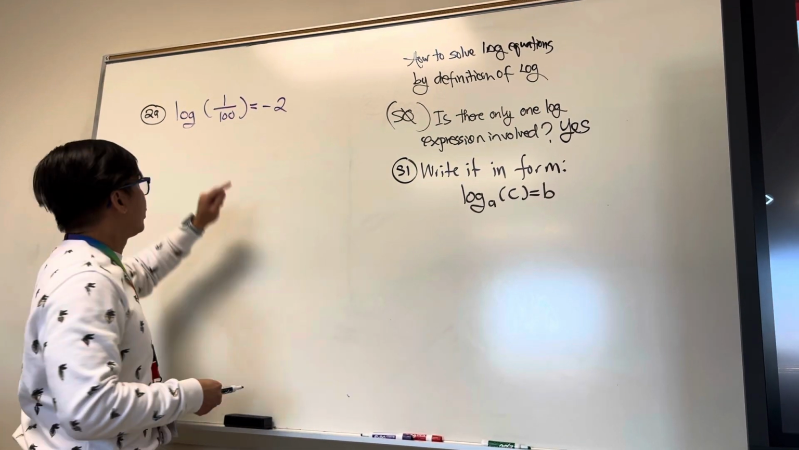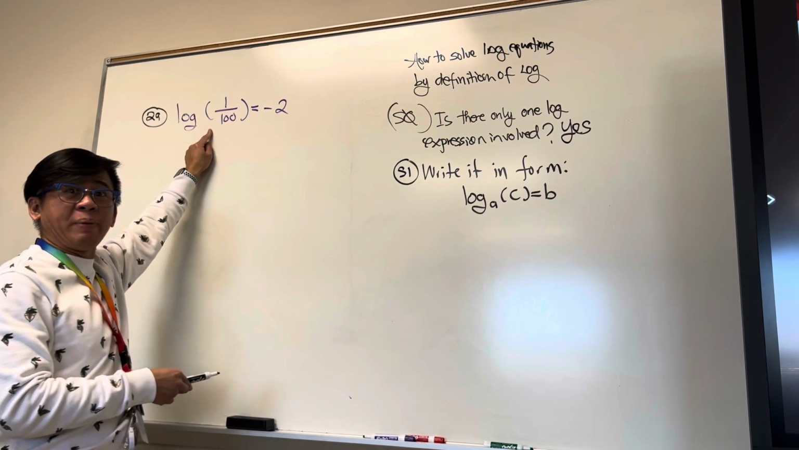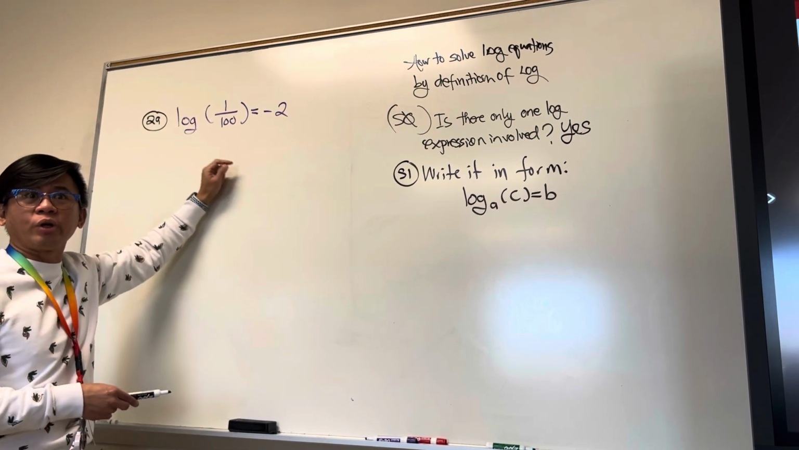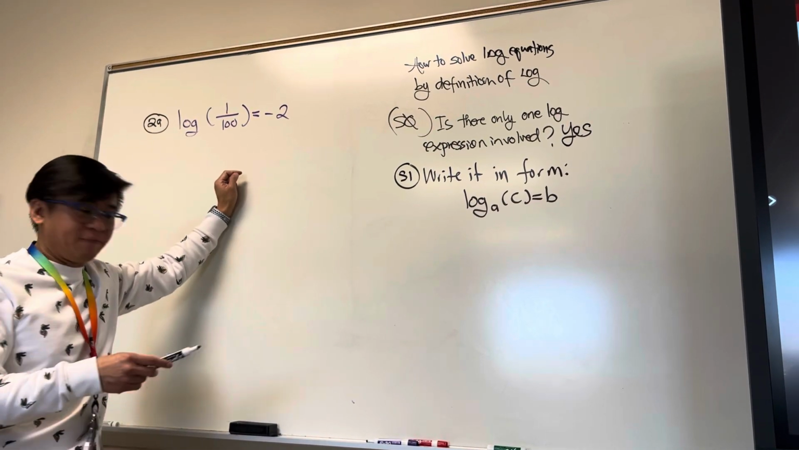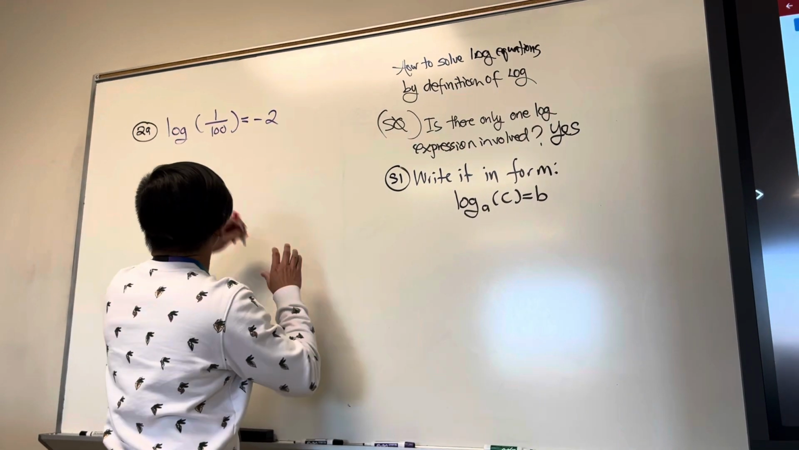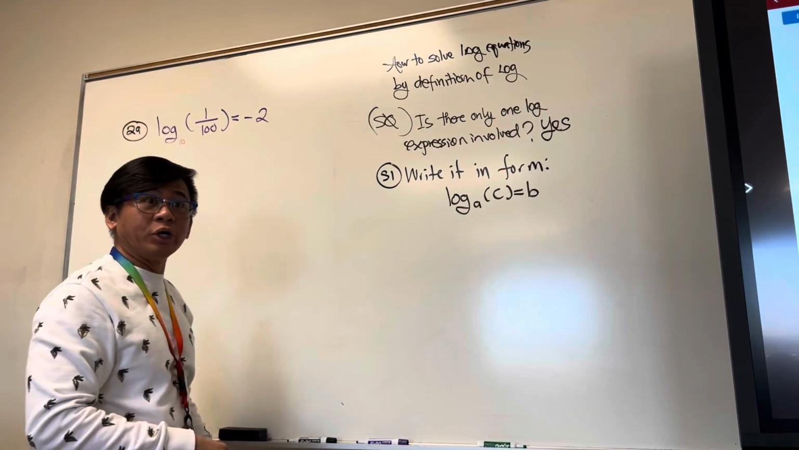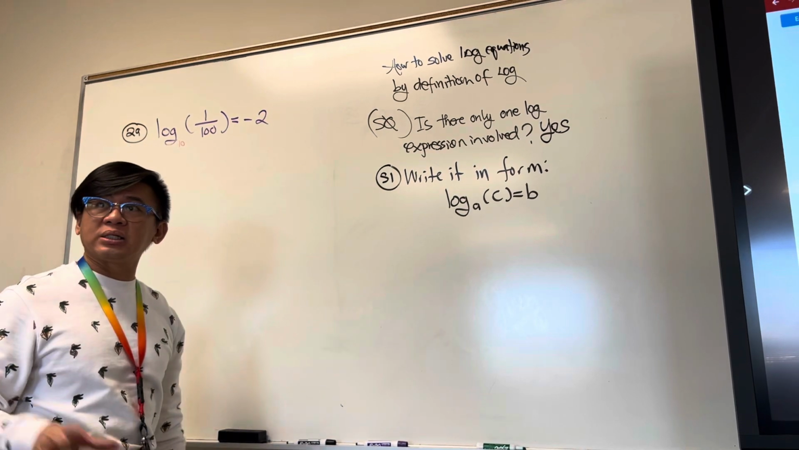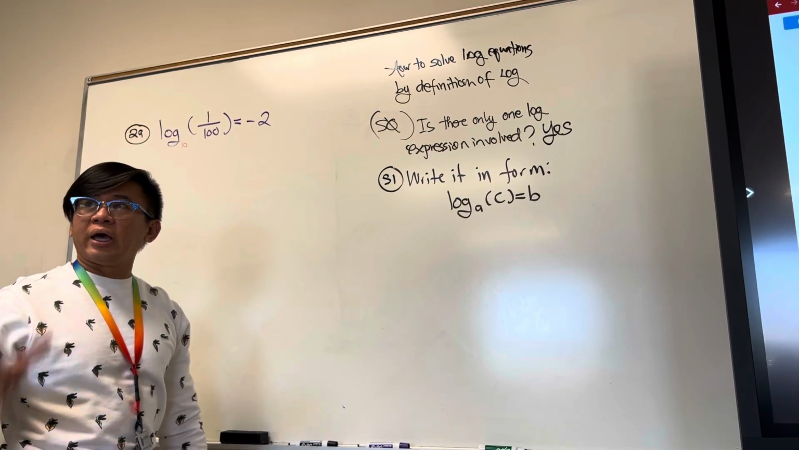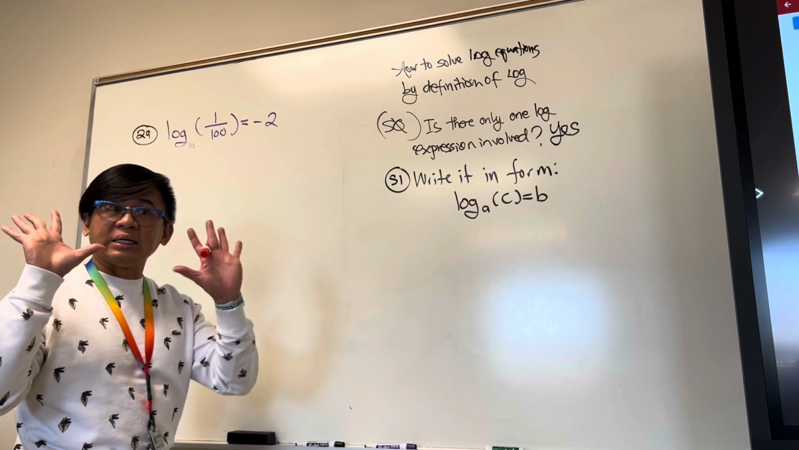Yes, it is, right? By the way, if this is a common log without a base, automatic, what's the base for a common log, guys? 10. Very good. That is correct, right? So I can put 10 in there or not, right? Once again, if there's no base, it is called common log, and common log automatic is base 10. Okay.